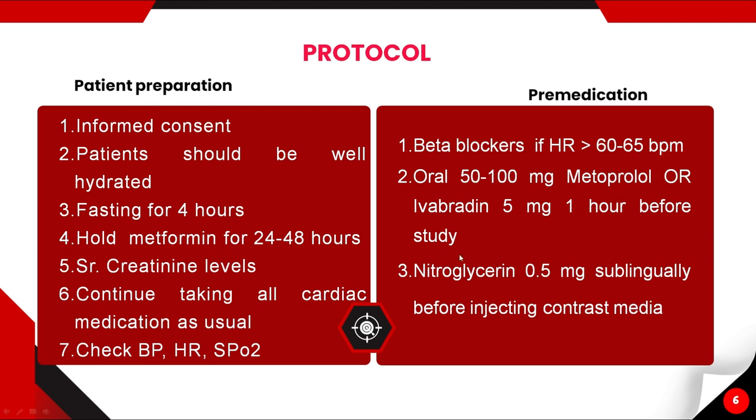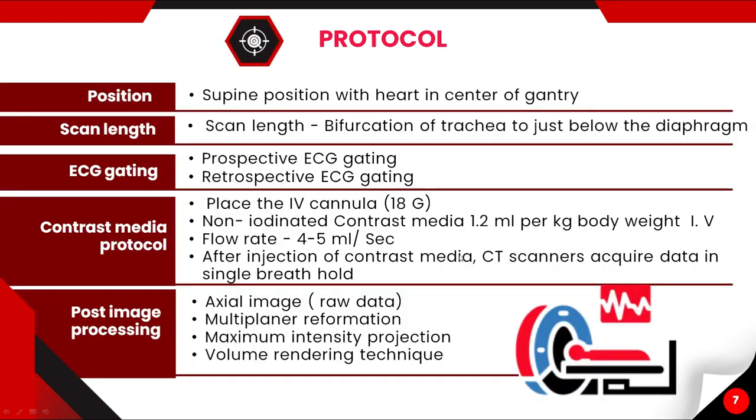The patient should be positioned in supine position with the heart in the center of the gantry, and the scan length is from the bifurcation of the trachea to just below the diaphragm, and throughout the procedure the patient's ECG should be monitored. The ECG gating may be prospective or retrospective.